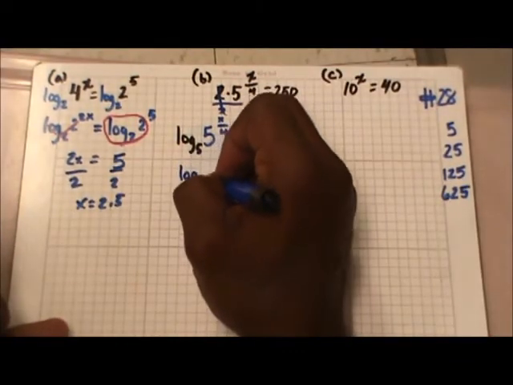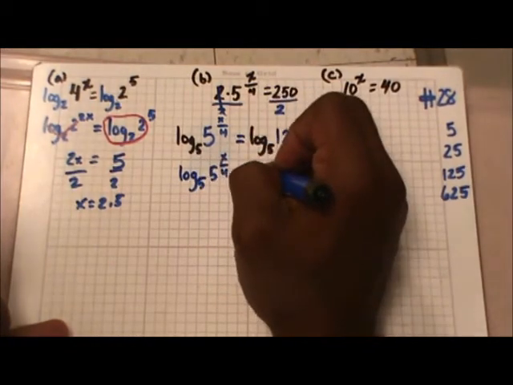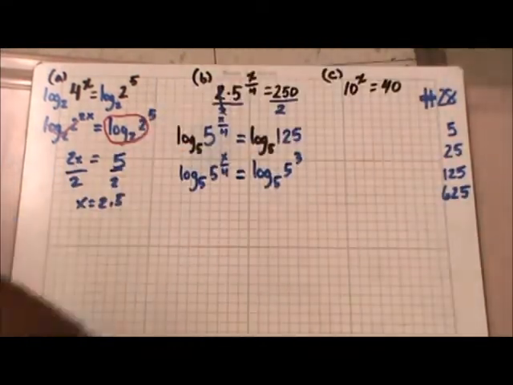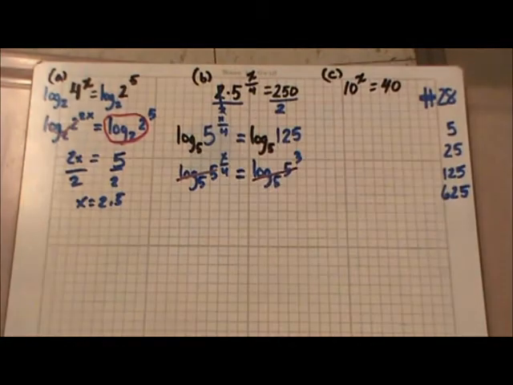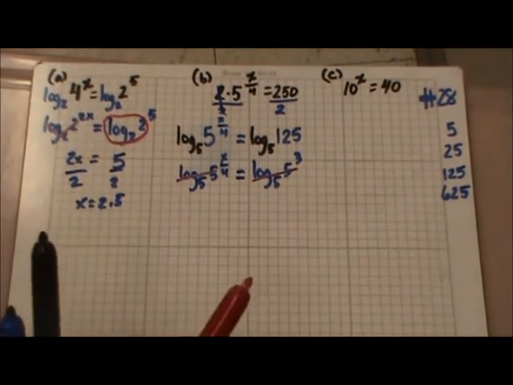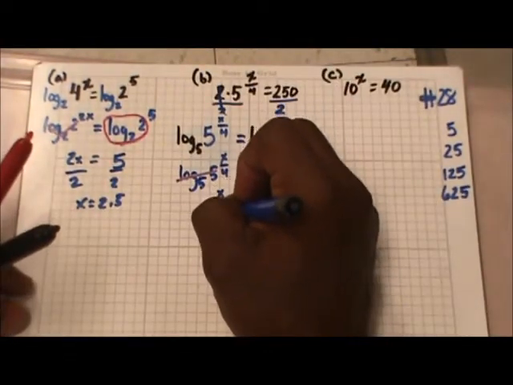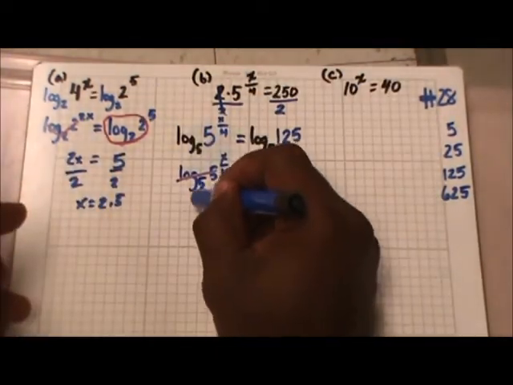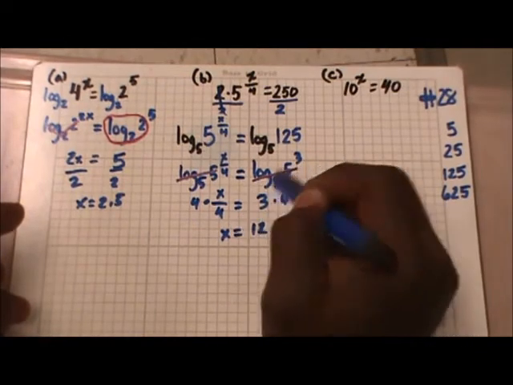Let's go ahead and write this all out. Log base 5 of 5 to the x over 4 is equal to log base 5 of 5 cubed. Now, what can I cancel? Some people say that this step is unnecessary, but we want to do it while we're doing this problem. That leaves us with x over 4 is equal to 3. Multiply both sides by 4, and x is equal to 12.